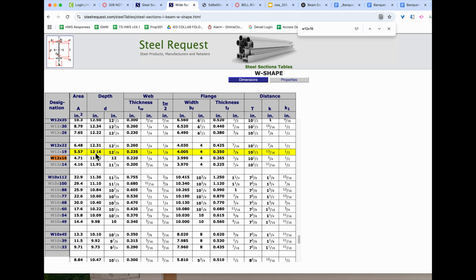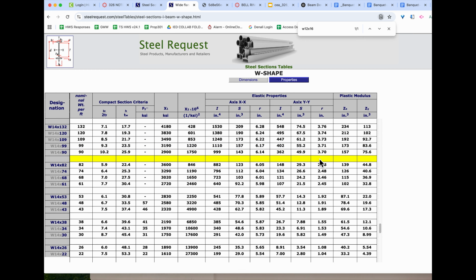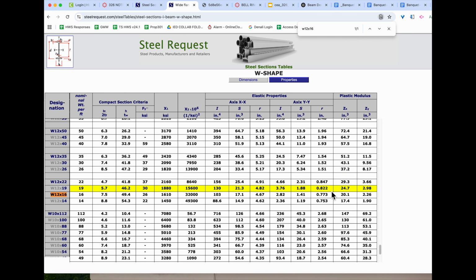In terms of that moment as well, if we look at our calculations for that moment, it's equal to Fy times Zx, where Zx is that plastic modulus. If we look at the plastic modulus of a 12 by 19 in comparison to 12 by 16, we're going to also find that the Zx value is greater too. So we're going to for sure be passing the test for the nominal moment as well.